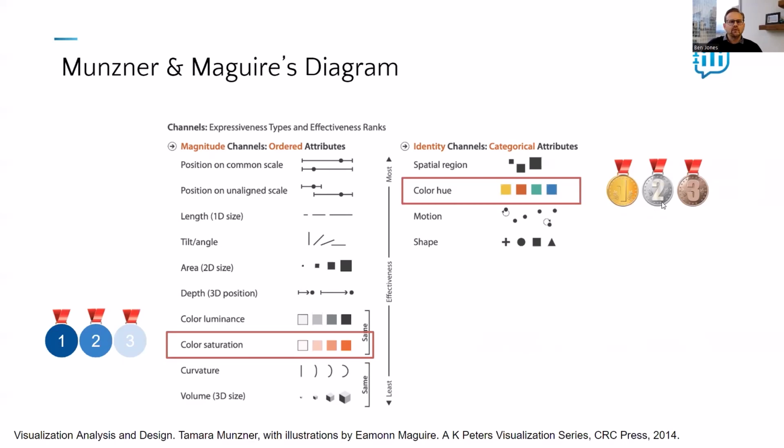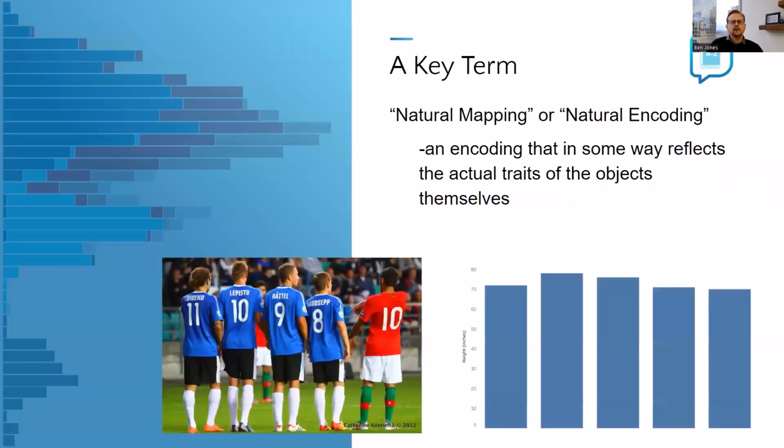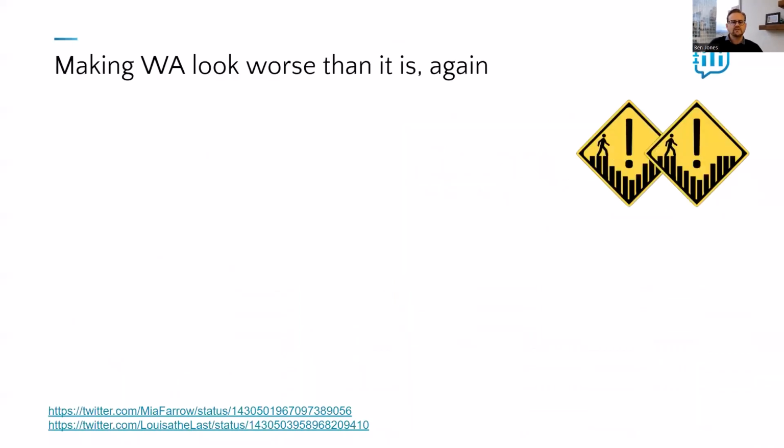So there's an example of breaking that rule of thumb: even though it's an ordinal variable with an order to it, we still might use an identity channel because it's a special case. Whereas in general, for those ordinal scales, you're probably going to want to be on the left-hand side over here, just not with this case. That's another example, again, of natural mapping. The metals have colors, so we stick with them.